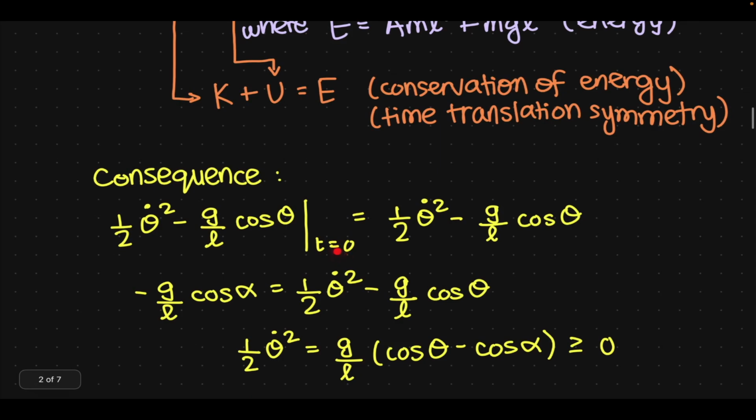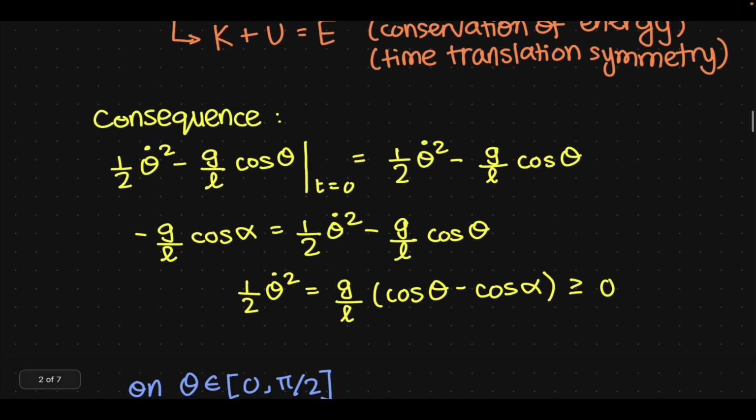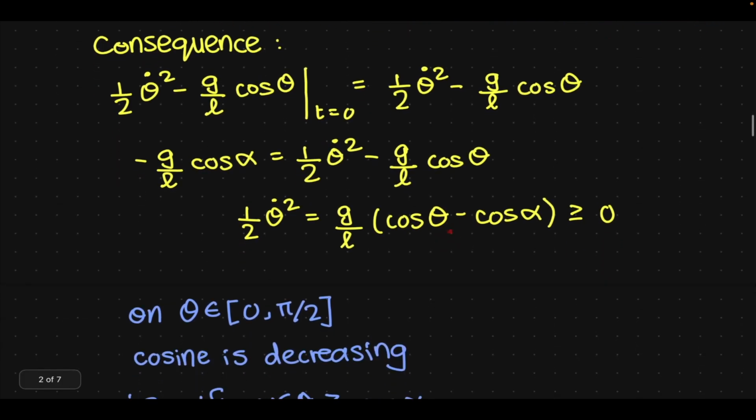Now at time 0, we have the initial conditions that the angle has to be alpha and the velocity was 0. So the only term we have is minus g over L cosine alpha, and 1/2 theta dot squared minus g over L cosine theta. We can rearrange: 1/2 theta dot squared equals g over L times cosine theta minus cosine alpha. Now theta dot squared is a square, so it has to be greater than or equal to 0. That gives us cosine theta is greater than or equal to cosine alpha.